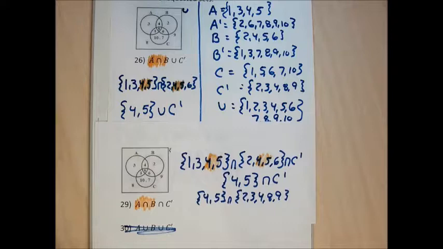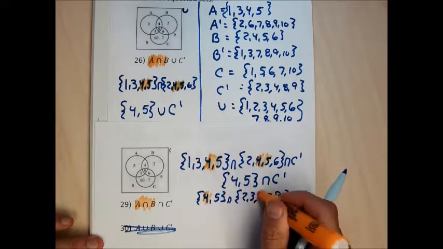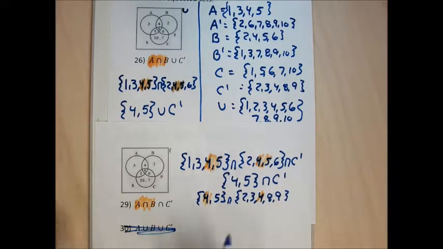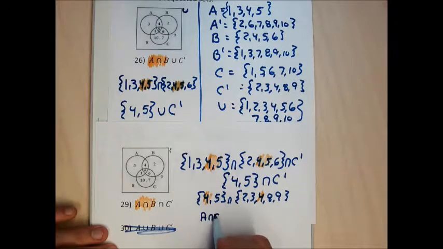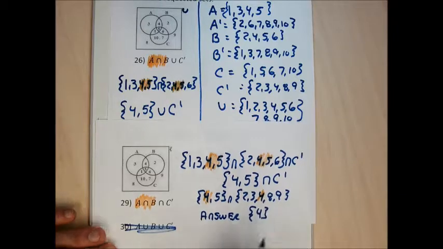And now I'm intersecting, so I'm finding what the sets have in common, and those sets have in common the number 4. That's going to be the end of this problem 29. The answer to 29 is the set containing just the number 4.